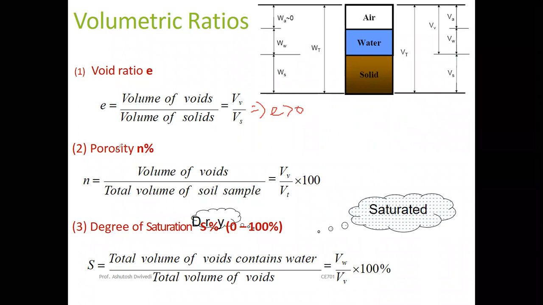The next property is porosity. What do we mean by porosity? It is defined as the ratio of the volume of voids to the total volume of the soil sample. What is the difference between void ratio and porosity? In void ratio the denominator is the volume of solids, and in porosity it is the total volume. What is the range of void ratio? What is the range of porosity? The range of porosity is greater than 0 and always less than 100%.